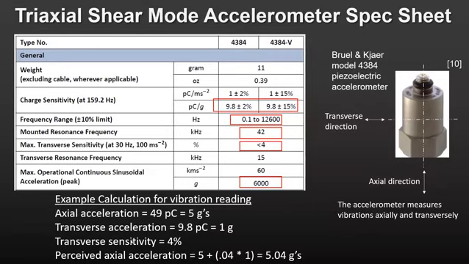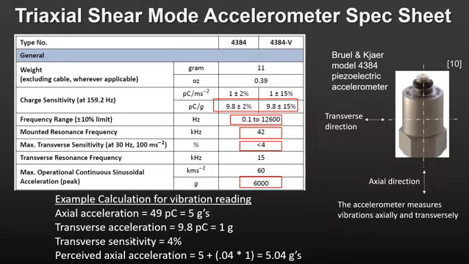This is shown in the diagram on the right side of this slide and in a specification called Max Transverse Sensitivity. This spec is typically measured at only one frequency, which is 30 Hz in the case of this sensor. This means that the axial acceleration that you measure will be a combination of both the axial and transverse accelerations.